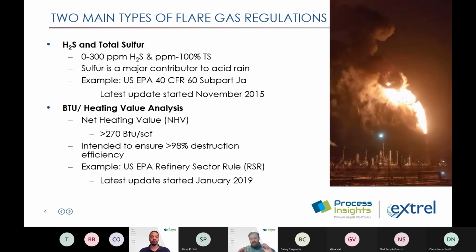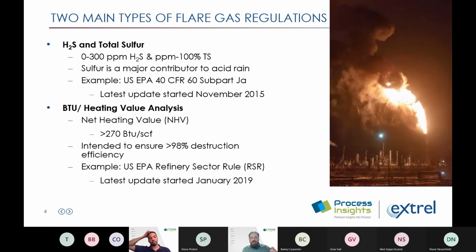So that's what the EPA wants. They want at least 98% destruction efficiency. And they've determined that if the vent gas heating value is above 270 BTU per scf during that flaring event, the site has demonstrated that it's going to be destroyed by the flare. A good example of this type of regulation is the recent update to MACT CC, which is in the refinery sector rule.